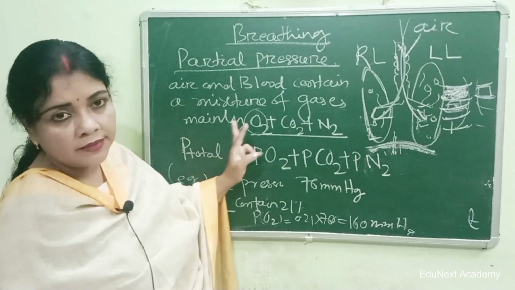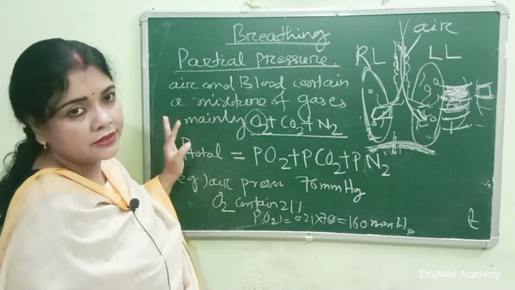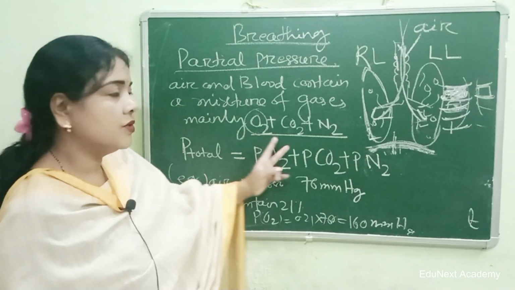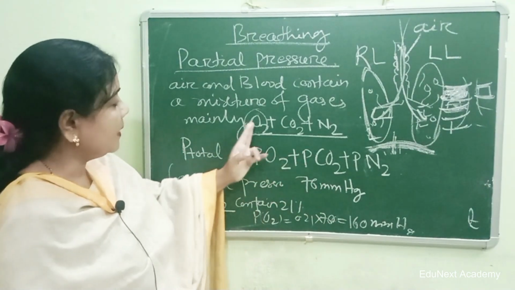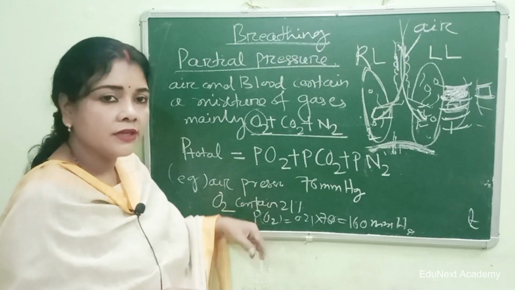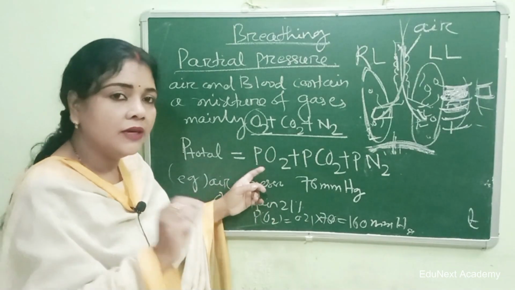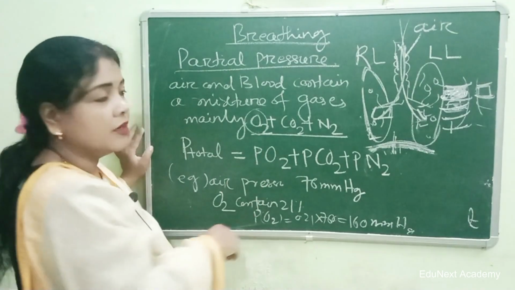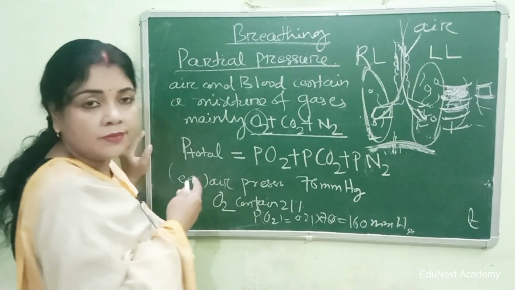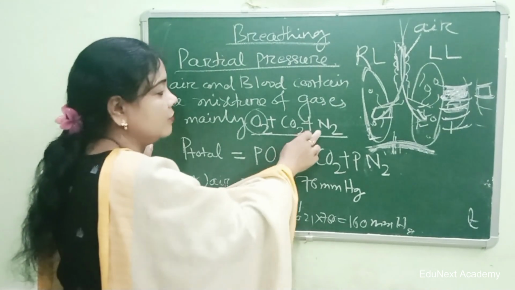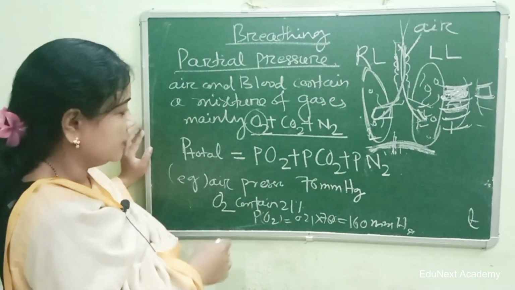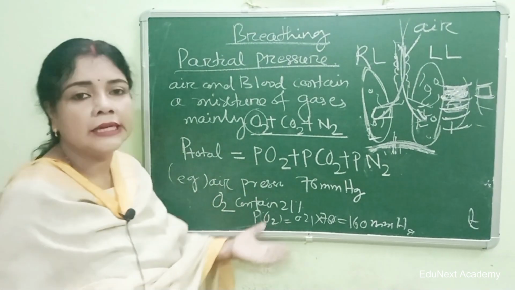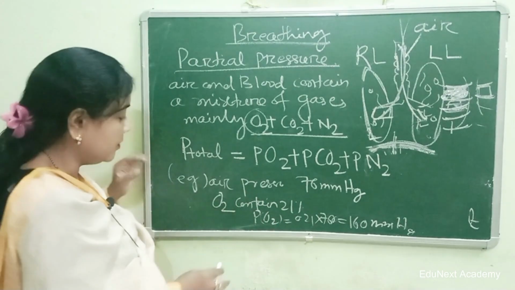We cannot say that partial pressure is equal to total pressure. Total pressure is the pressure due to different gases. Partial pressure is the pressure exerted by a particular gas. So definitely the partial pressure of oxygen will be different from the partial pressure of carbon dioxide and different from the partial pressure of nitrogen. Now how to understand that? Let us solve a problem.